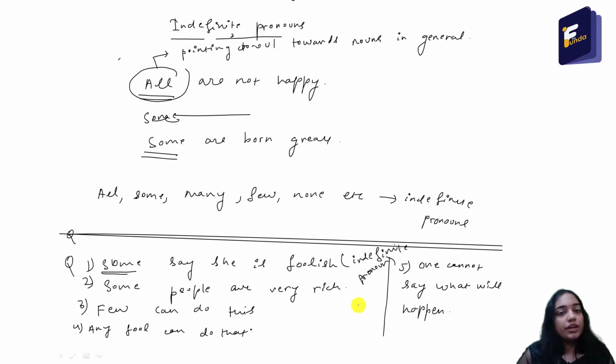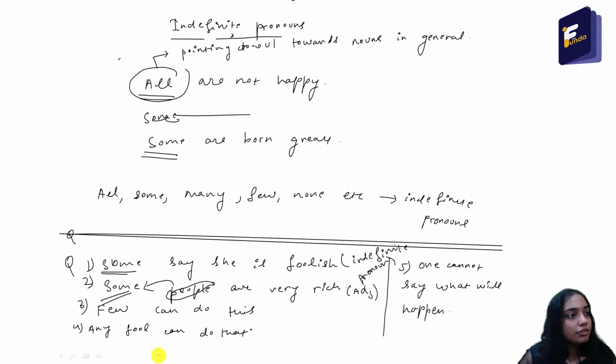Some people are very rich, in the second sentence. By looking at the sentence, I can say some is indefinite and some is describing the noun people. So here the word some is an indefinite adjective.